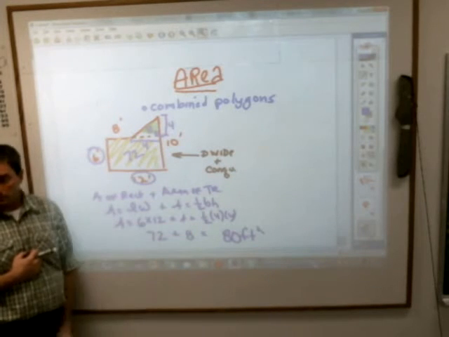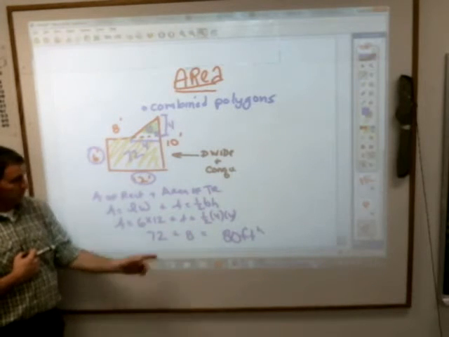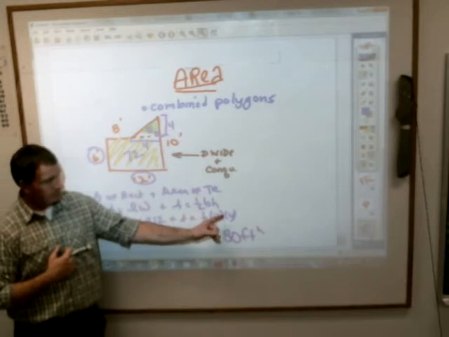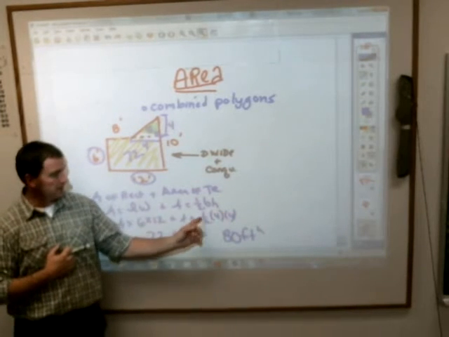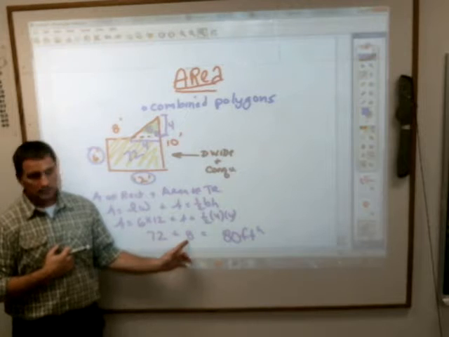72 plus 8. You just don't know where I got the area of 8. 1/2 of 4 times 4. 4 times 4 is 16, half of that is 8. Oh, okay. Area of the triangle.